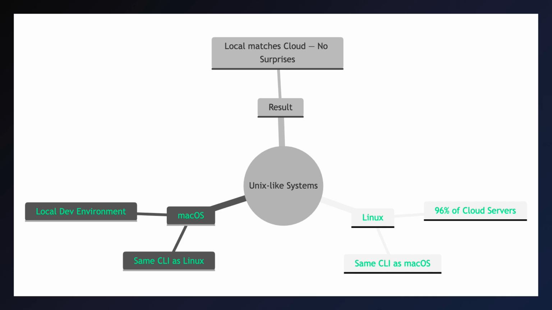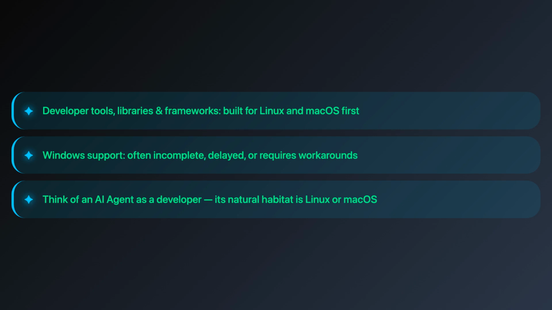Why? Two main reasons. First, Linux and macOS are both Unix-like systems. Their command line interfaces are nearly identical, and almost every cloud server in the world runs Linux. This means your local environment matches your production environment. What works on your machine works in the cloud. No surprises. Second, the vast majority of developer tools, libraries, and frameworks are built for Linux and macOS first. Windows support is often incomplete, delayed, or requires workarounds. If you think of an AI agent as a developer, the natural habitat is Linux or macOS.